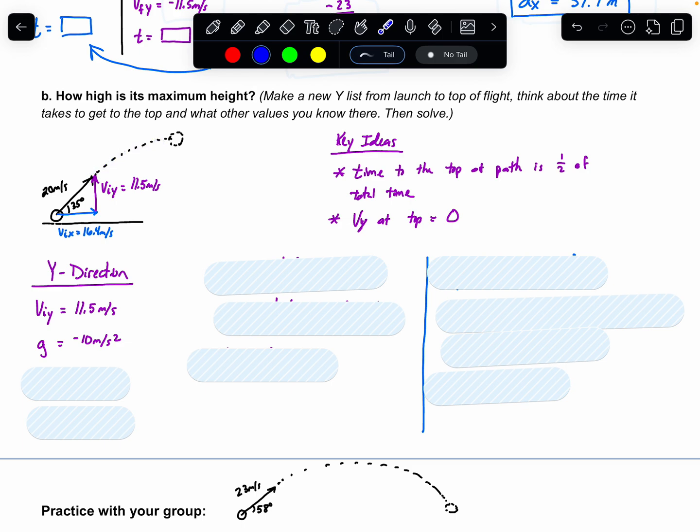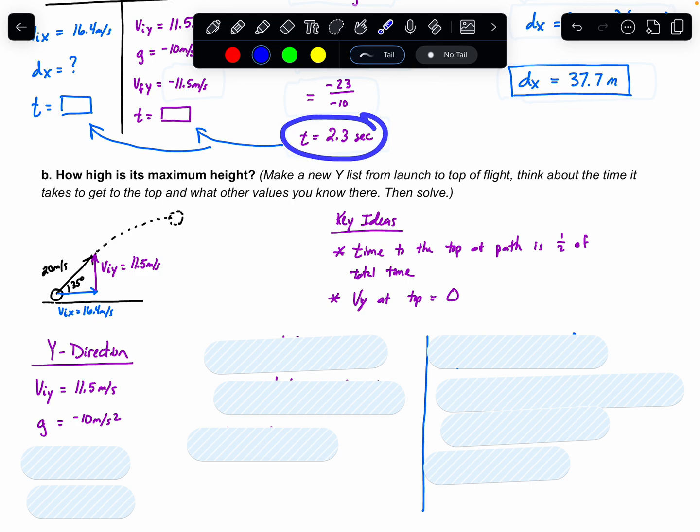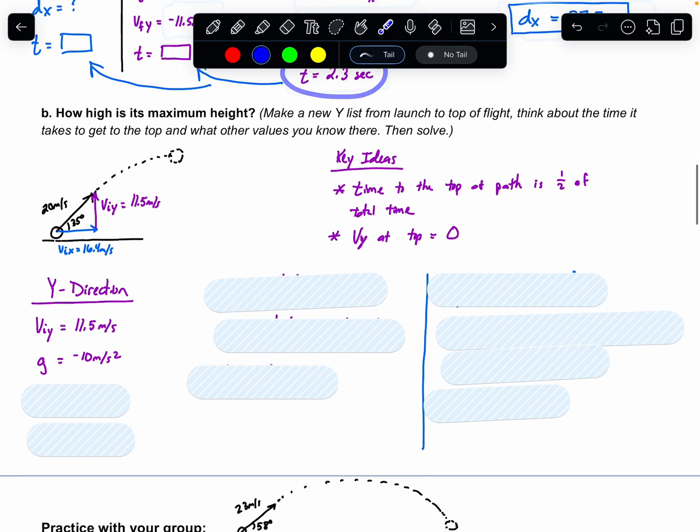So, a couple key ideas to keep in mind. The time to the top part of the path is 1/2 of the total time. We already figured out the total time in our previous problem was 2.3 seconds. So I can divide by 2 to find the time at the very peak, which is its maximum height.